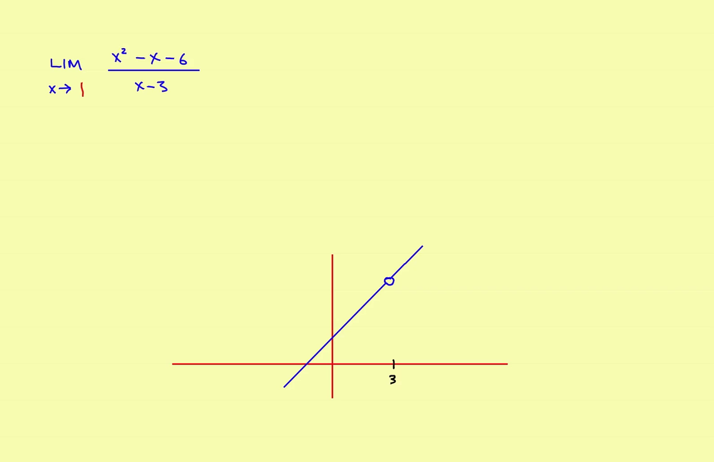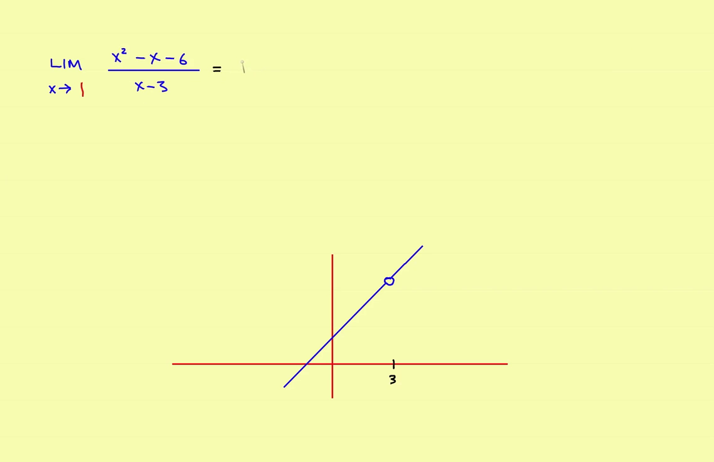Now, if you do this, here's what you'll have. You've got exactly the same thing. You've still got that hole at 3, but always try to plug in the number first. If in a rational function you can plug in the number and it works, then great, you're good to go and you don't have to do anything else.